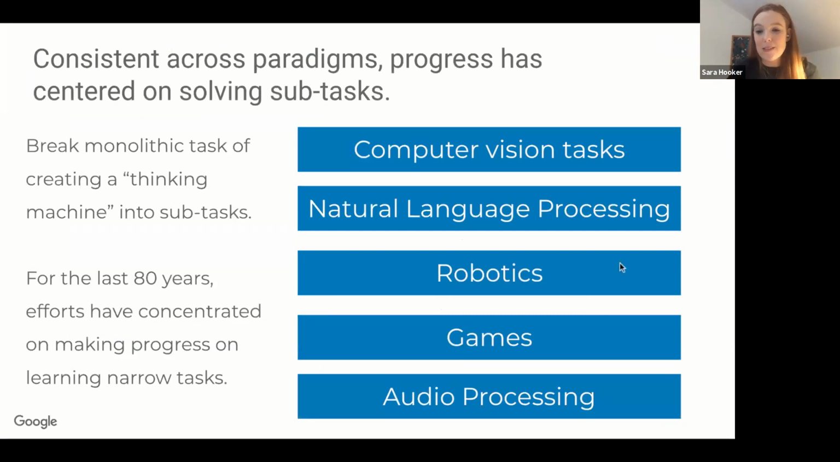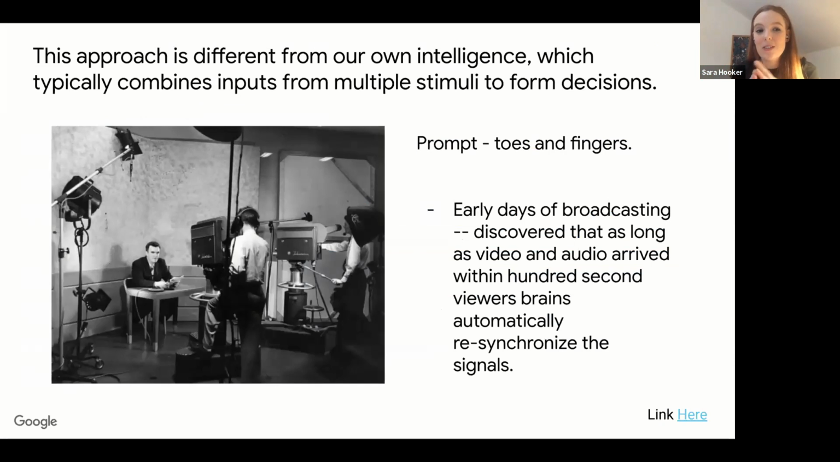But one thing to note is that consistent across these two paradigms, progress is centered primarily on solving subtasks. So you break down this monolithic task of creating thinking machines into subtasks. That could be computer vision tasks, natural language processing, robotics, games, audio processing. And it's worthwhile noting because this is very different from our own intelligence, which typically combines inputs from multiple stimuli to form decisions. So, for example, if you are at home, and if you can, dig your toe into whatever floor is underneath you and touch your fingers together and try and do it at the same time.